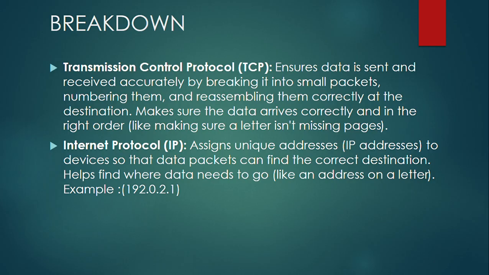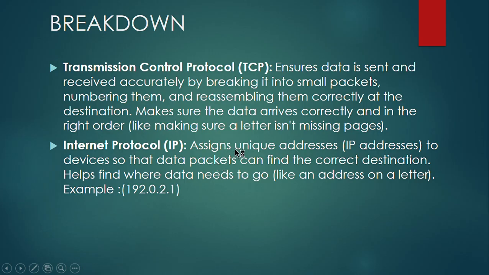Next is the Internet Protocol, or IP. It assigns unique addresses, or IP addresses, to devices so that data packets can find the correct destinations. It helps find where data needs to go, like an address on a letter. Here's an example: 192.1.0.2.1, or most of the time it is 192.168.000 and 0.777, like that.